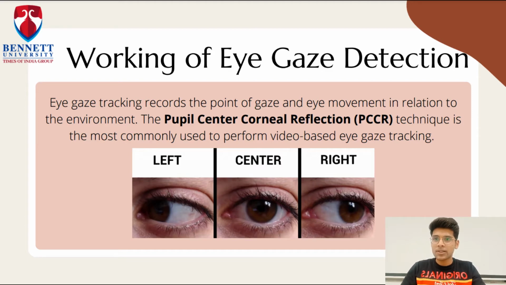For example, just see, whenever I am looking to the left side like this, you can easily notice I am looking to the left side. In the center, I am looking at the center, and right now I am looking at the right side. So this will be detected using the PCCR technique.